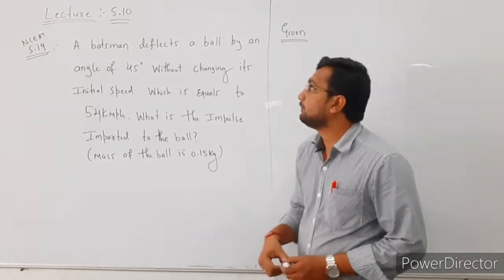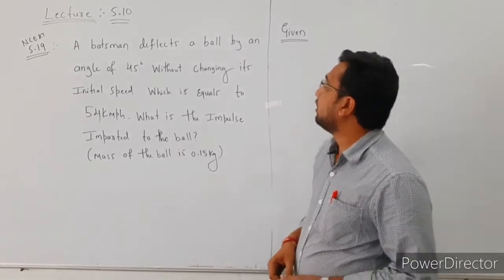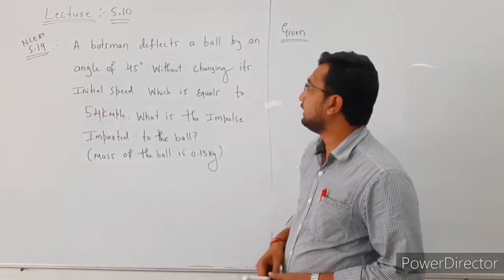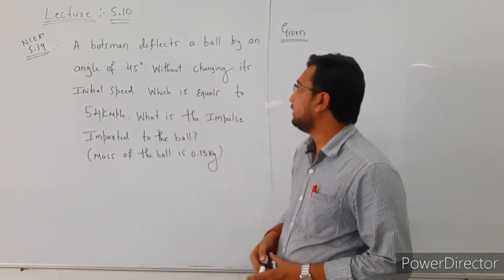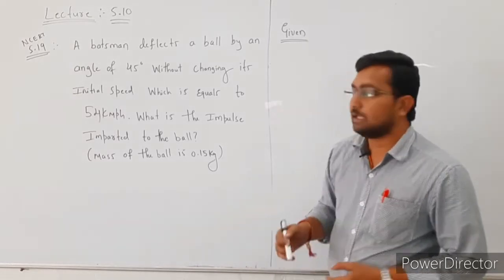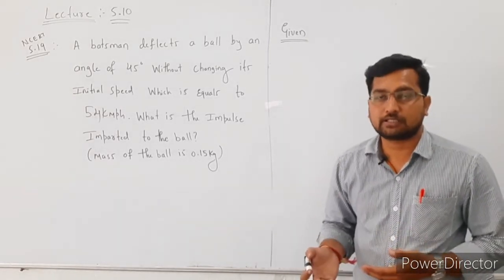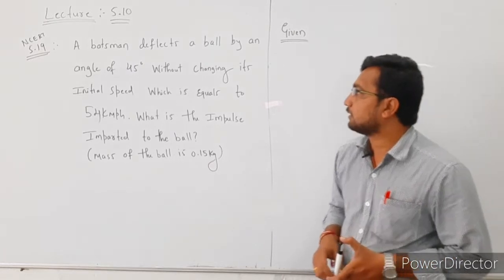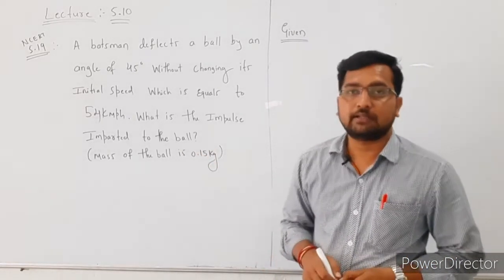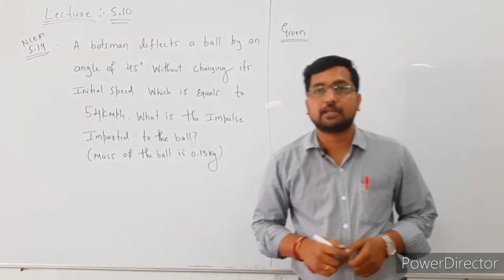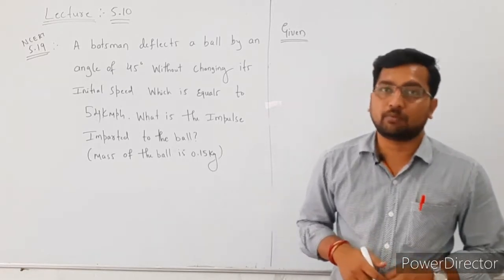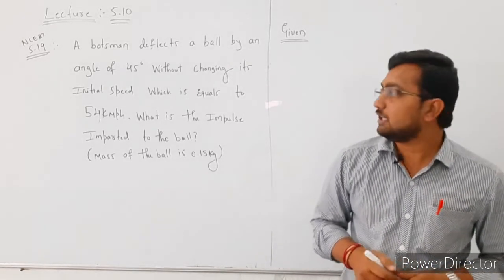Okay, see the problem here. A batsman deflects a ball by an angle of 45 degree without changing its speed, which is equal to 54 km per hour. So that means the initial speed and after collision the speed are both the same. Next, what is the impulse imparted to the ball? Here we already know that impulse is the product of force and time, and that is equal to change in momentum.